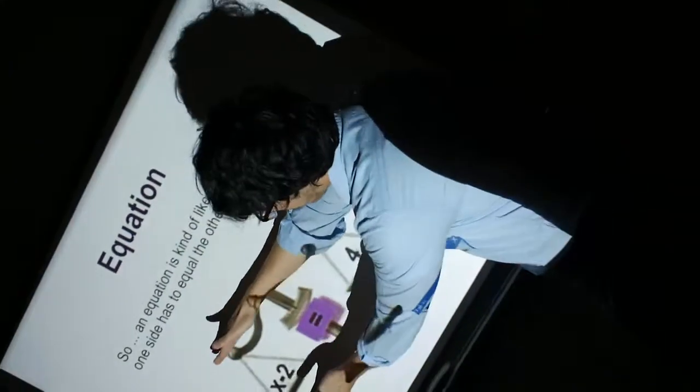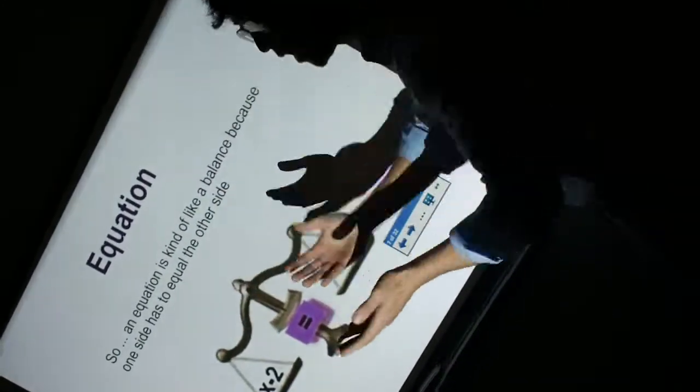So one side has to equal 4. What does x have to equal to make this true? Think about it. Remember, it's x minus 2 equals 4. X has to equal 6 for this to be true. That means both sides are equal. So what I'm saying is both this side and this side have to be the same thing. They equal each other, all right? Does that make sense, y'all?